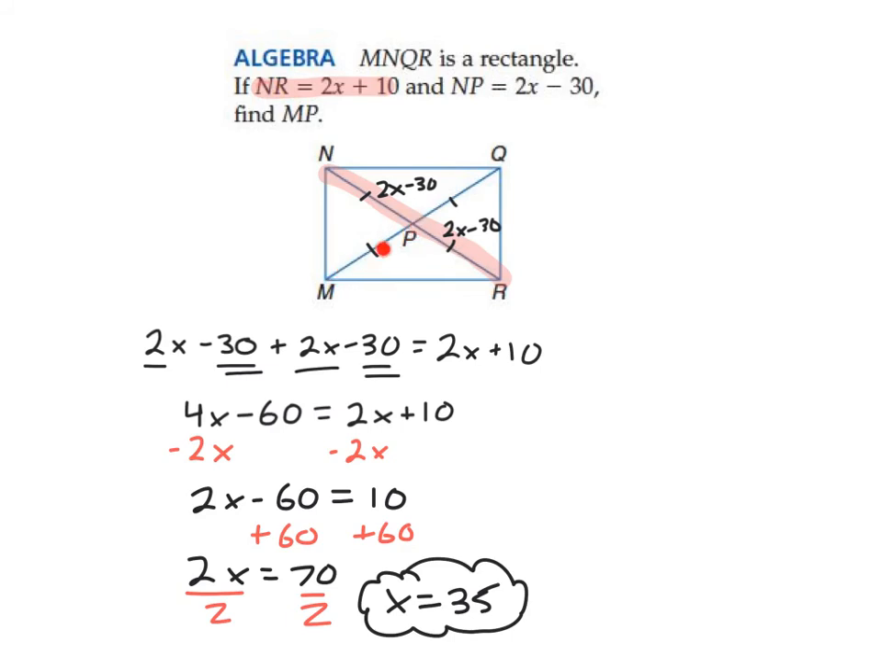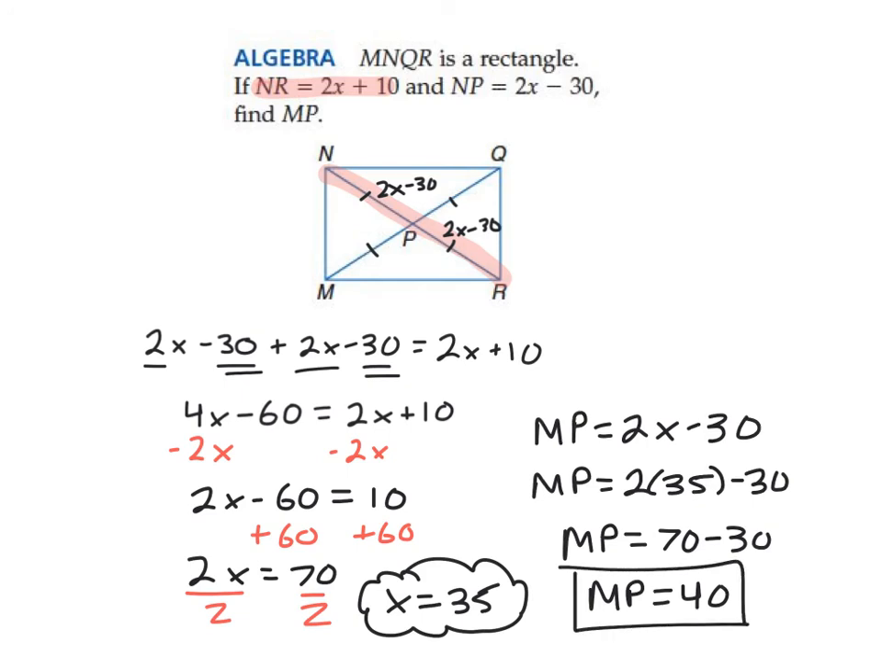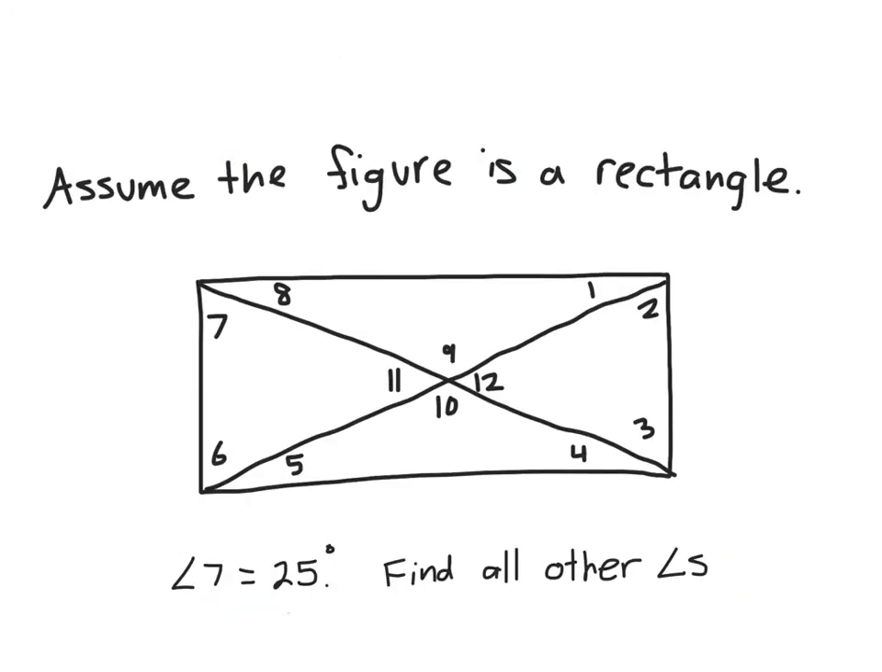Now MP is one of the halves of a diagonal. So I know that MP, just like our other segments, is going to be equal to 2x minus 30. So since I know what x is, I can do some substitution, and I can conclude that MP is 70 minus 30, which is 40. All right, why don't you go ahead and pause the video and give this one a try.